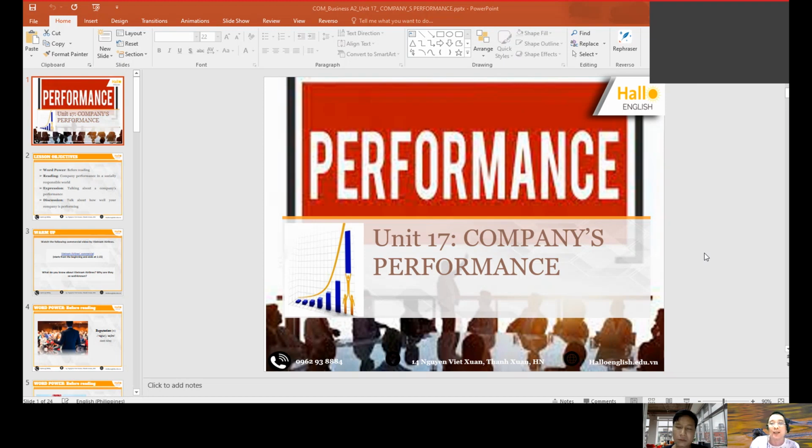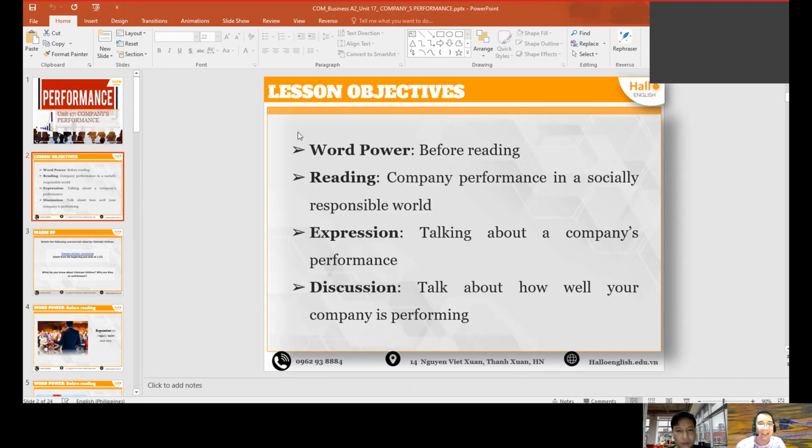So if a customer browses that, they will say, oh wow, your company is awarded to be the top one in the whole world. Perfect. So that would be good. Next, what are the things that we should understand in this particular lesson? Again, we have vocabulary before reading. We are going to read about company performance in a socially responsible world.